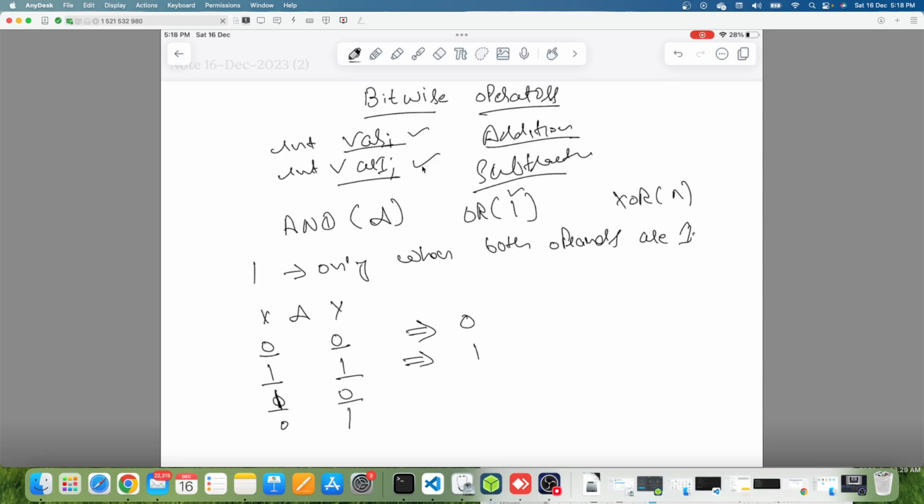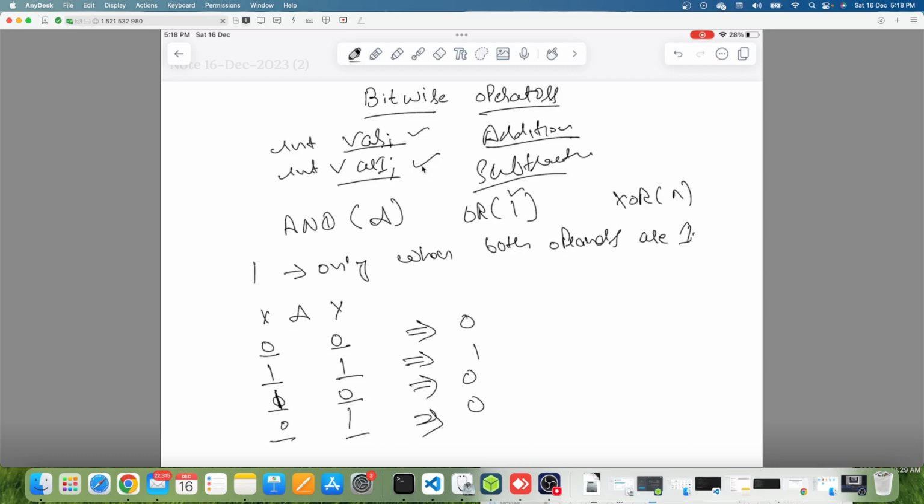In the next operation one of the operands is 1 and the other operand is 0, but as per the AND operator, only if both operands are 1 will it output 1, otherwise it will give you the output 0. Then again, you can take the example where the x value is 0 and the y value is 1; because only one operand is 1, it will give you the value 0.